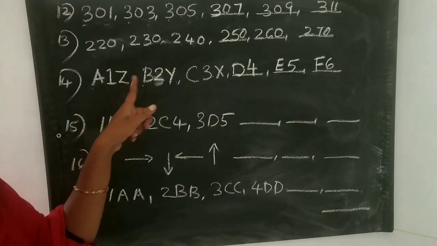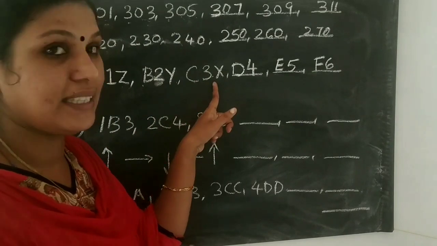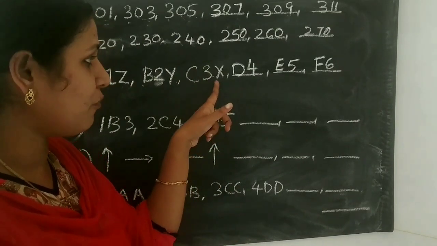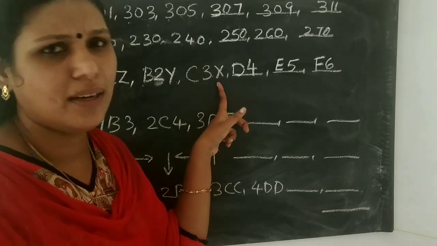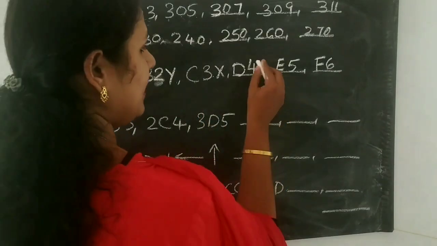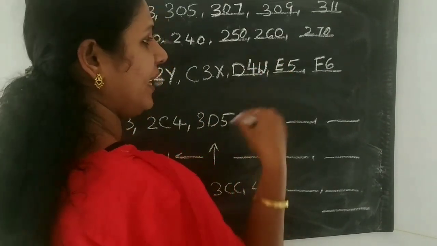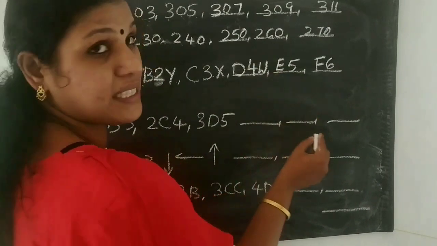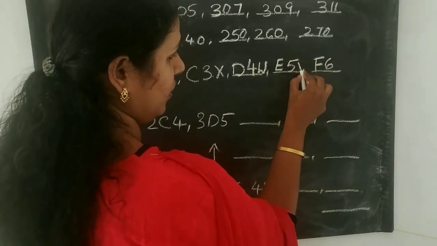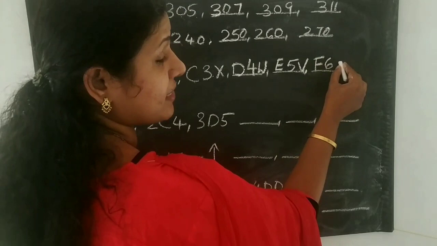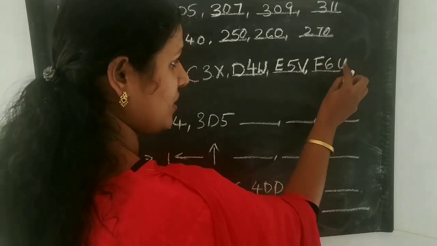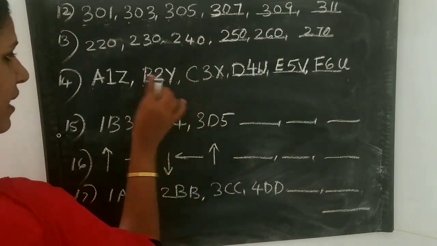Here it is Z, Y, X. Then backward counting, reverse order. Before this X is what? W, isn't it? W. Then before that W is V. The next is what? U. This is U, V, W, X, Y, Z.